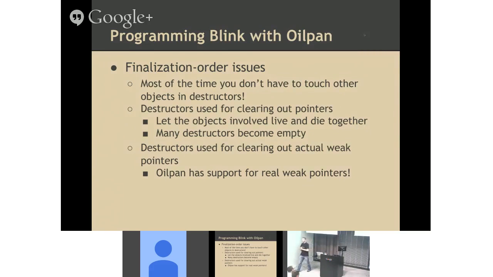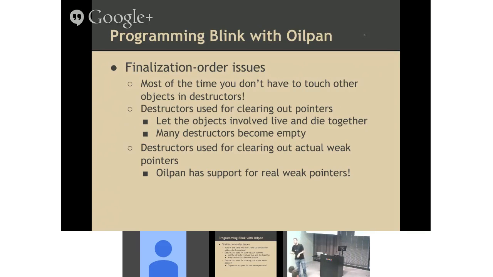However, it turns out that most of the time you actually don't have to. Most destructors in Blink right now deal with clearing out pointers because of raw back pointers. So there's usually this block of code that says, clear out yourself, remove yourself from a set, clear out a pointer from that object to me, clear out this pointer. All of that can go away. So a lot of destructors just become empty.